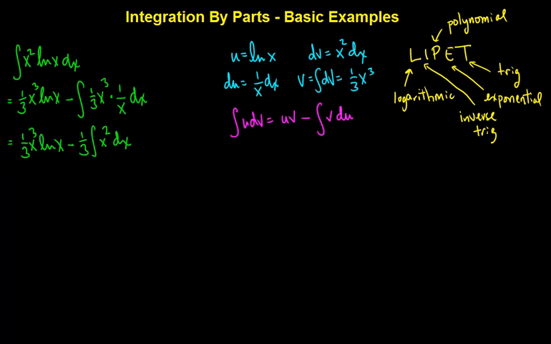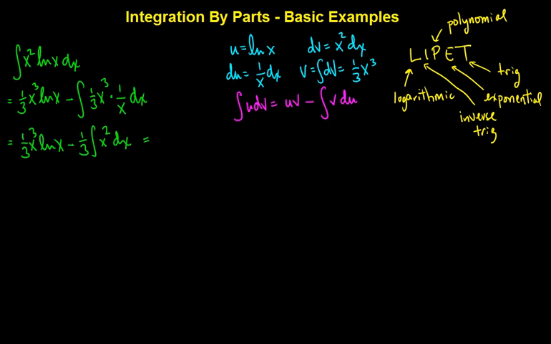And we're ready to integrate that final integral now. And so we get 1/3 x cubed ln of x minus 1/3 times x to the third over 3, or another 1/3 x cubed, plus c, and putting that all together we get 1/3 x cubed ln of x minus 1/9 x cubed plus c.